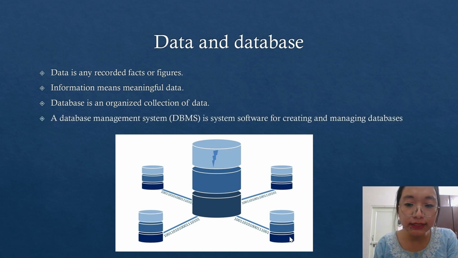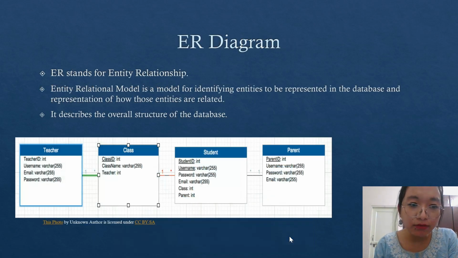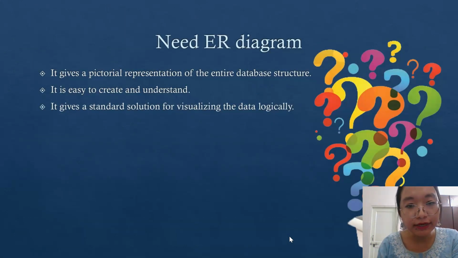In order to create and maintain those databases, we need a platform or a system, and that is done by using a database management system. ER diagram: ER stands for entity relationship. These are used to describe the relationship between two or more entities, and they also describe the overall structure of a database. So why do we need an ER diagram?